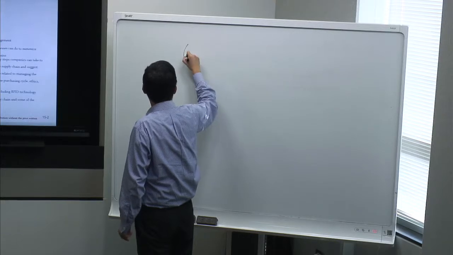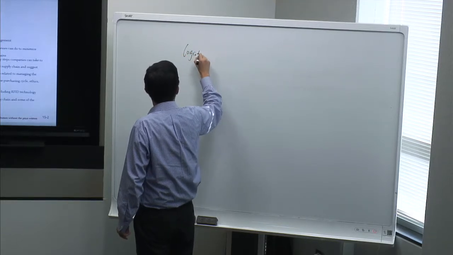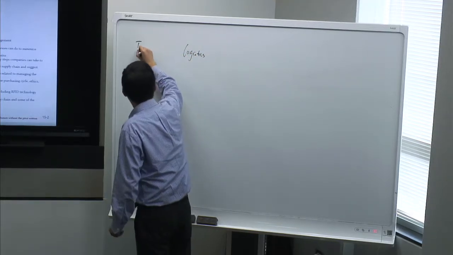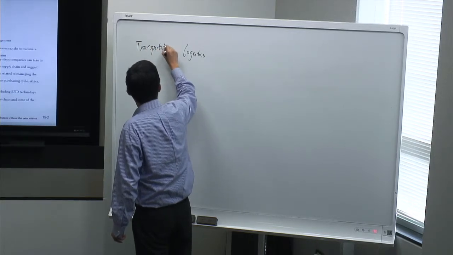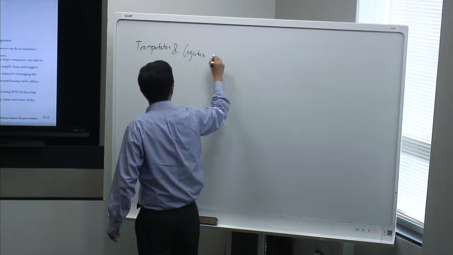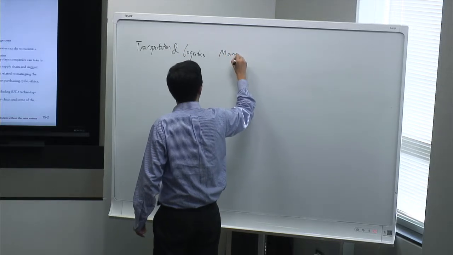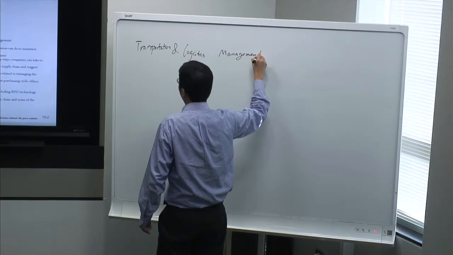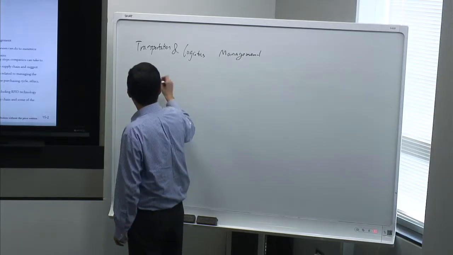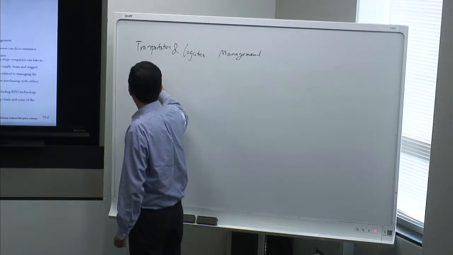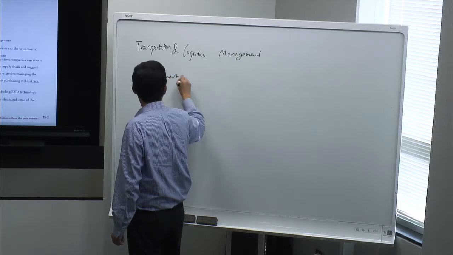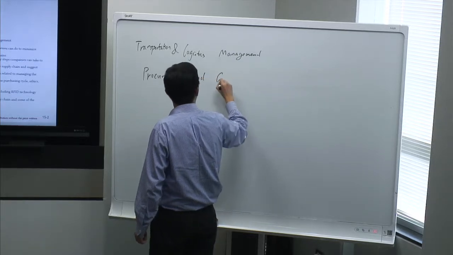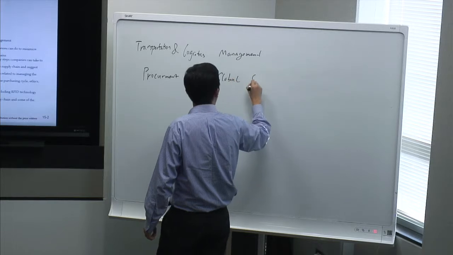One is called logistics management. In fact, the full name is transportation and logistics management. You can see we mention that here in this chapter. The second course is called procurement and global sourcing.